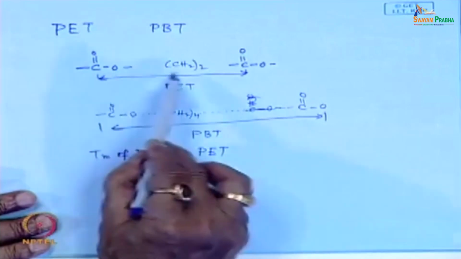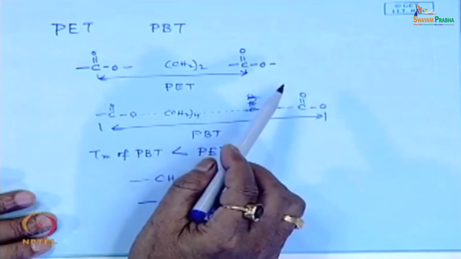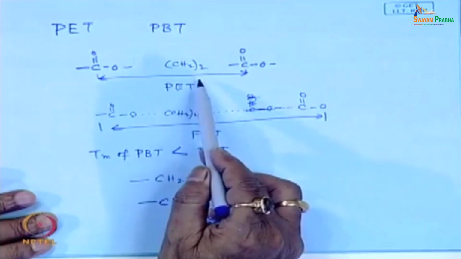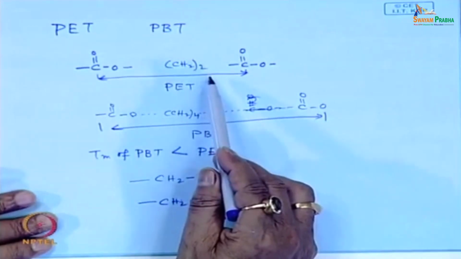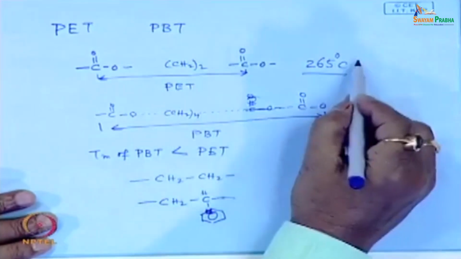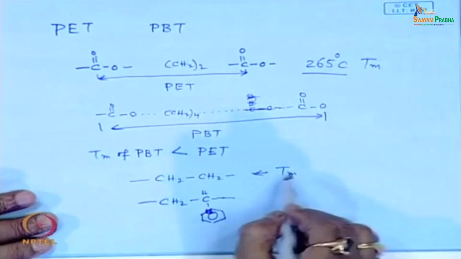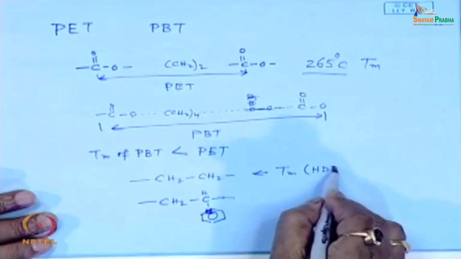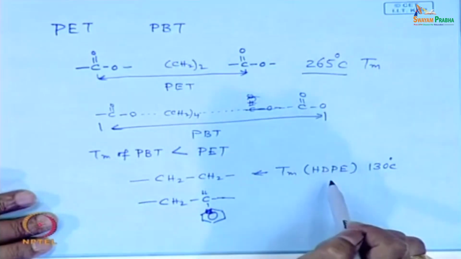Here you have seen the chain contains methylene group as well as one phenyl ring in polyester. If you compare this polyethylene and this polyester, what happens? The melting point, Tm, of this polyester PET is around 265 degrees Celsius, whereas Tm of this polymer, say if it is HDPE, is around 130 degrees Celsius. Look at the difference between these two.